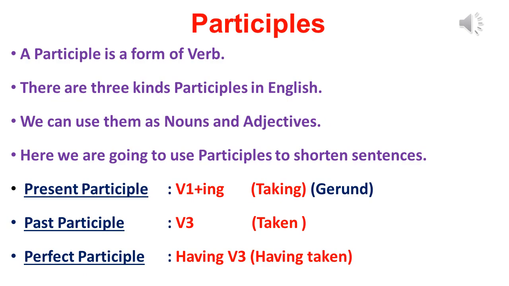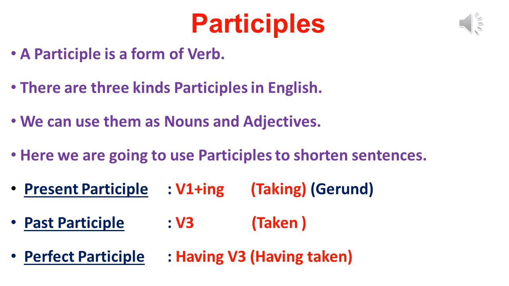In this video, we are going to learn participles. First, let us know what is a participle. A participle is a form of verb. There are three kinds of participles in English. Generally, participles can be used as adjectives and nouns in sentences. Here, we are going to use the participles to shorten sentences.